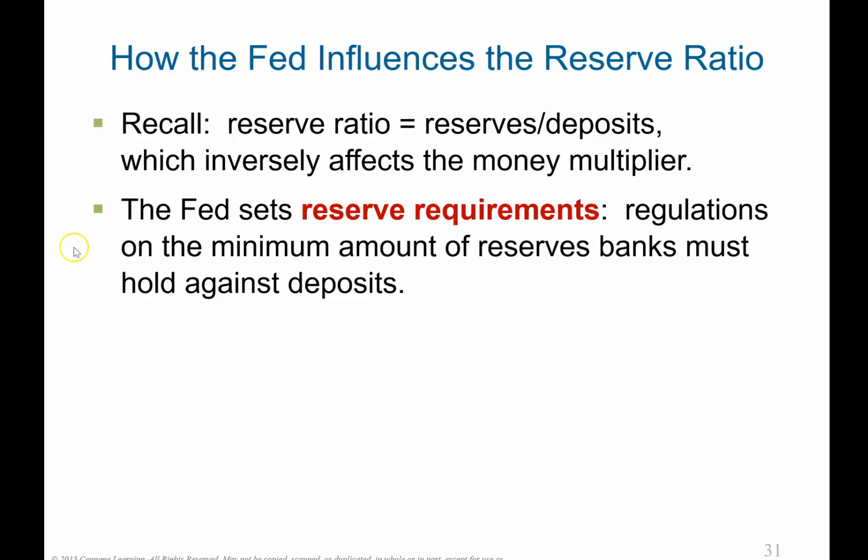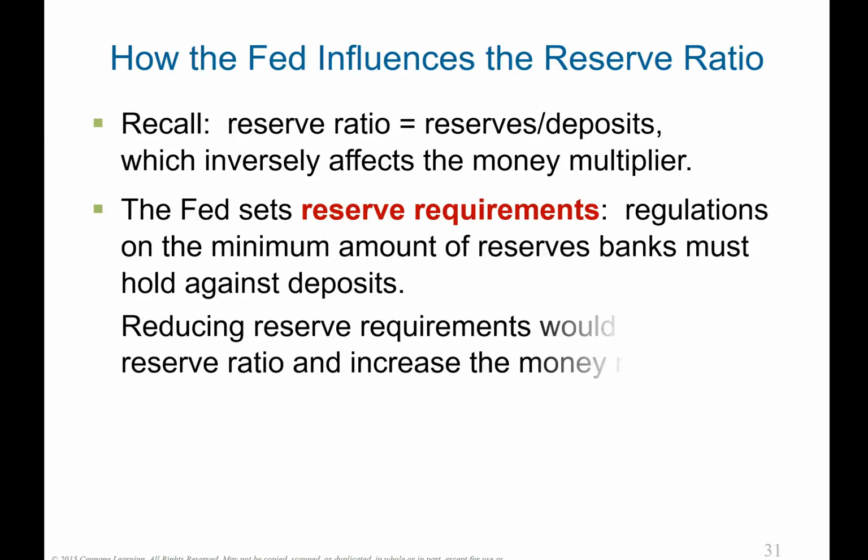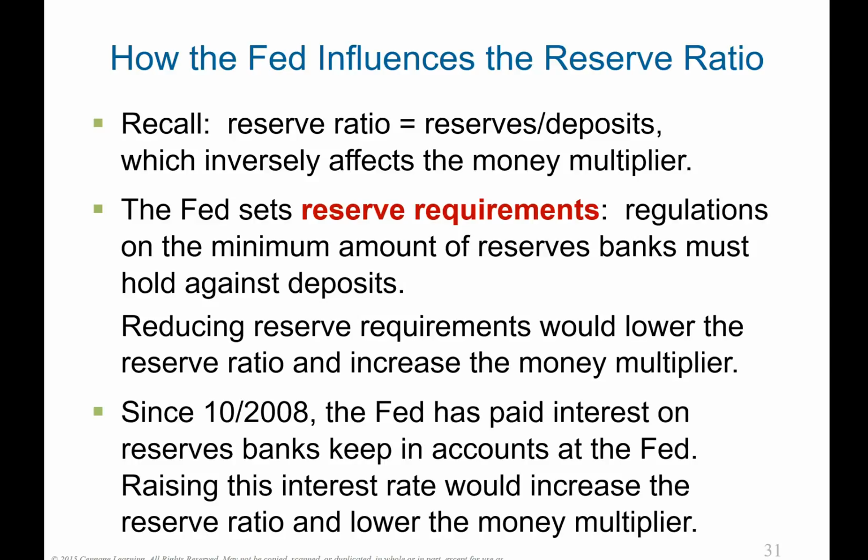The Fed is responsible for setting these reserve requirements, and it's a regulation that they set, and it determines how much the banks are going to be holding against their deposits. When they reduce the reserve requirements, they allow more lending to take place, and they increase the multiplier. If they raise the reserve requirements, they will raise the reserve ratio and decrease the money multiplier, resulting in less lending.